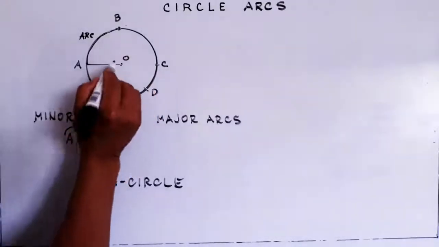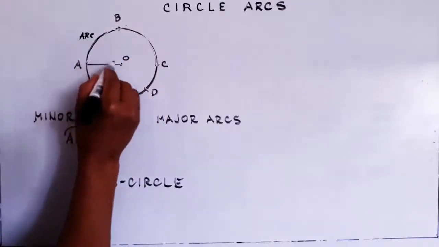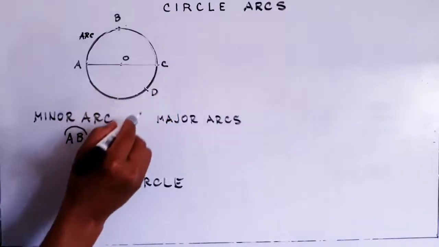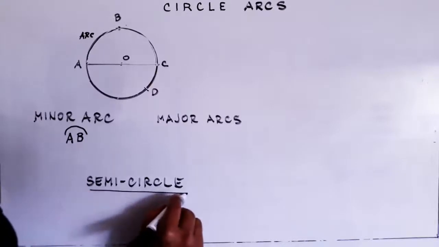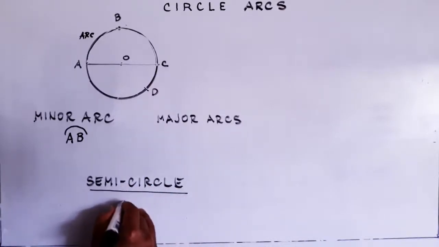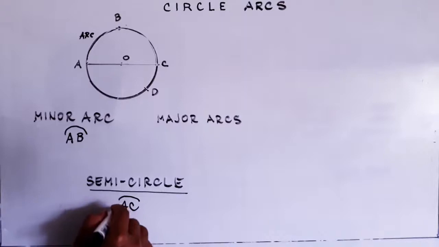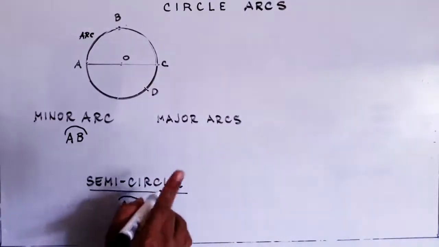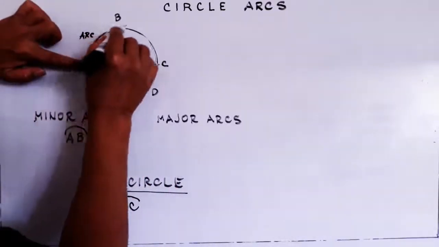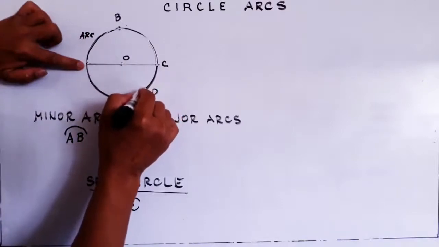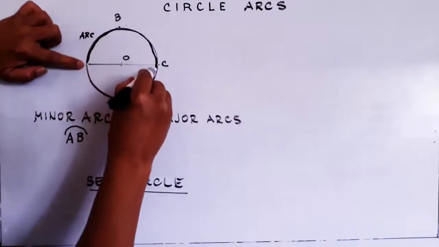Now, if this arc reaches C, and from A to C is the diameter, that is not called a minor arc or major arc anymore. We call that a semicircle. If you write AC, that is our semicircle, and a semicircle has 1 minor arc and 1 major arc. Okay, let's have the major arc. If this one goes beyond C and goes up to here, what do we call this arc from A going to D?